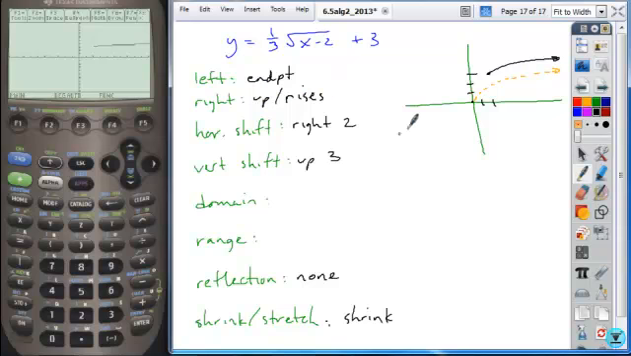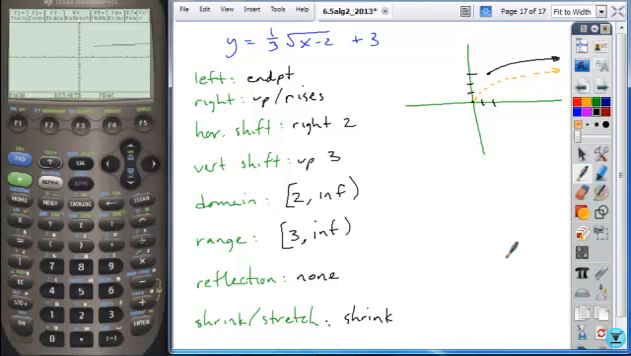Your domain, the values of x, the lowest value of x is what? 2. The highest is infinity, extends infinitely. So parentheses at infinity, bracket at 2. And then the range are the y values. What's the lowest y value you have here? 3, and that extends, again, even if it's very slightly, all the way to infinity. 3 is included. So that would be all the pieces of information that you would need to collect.